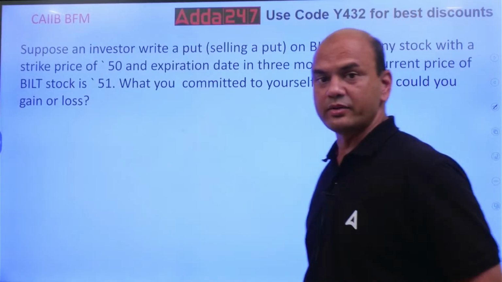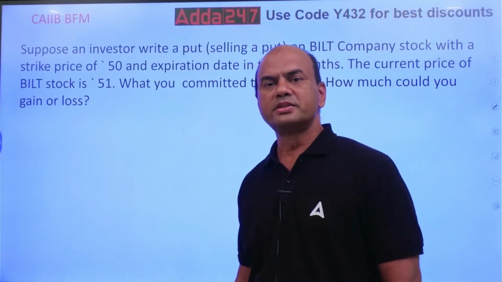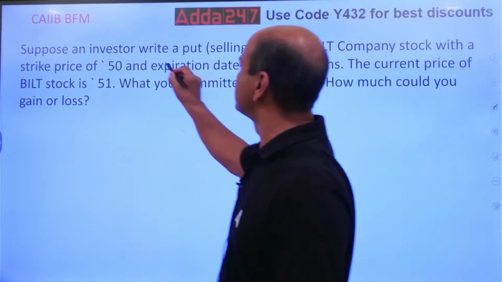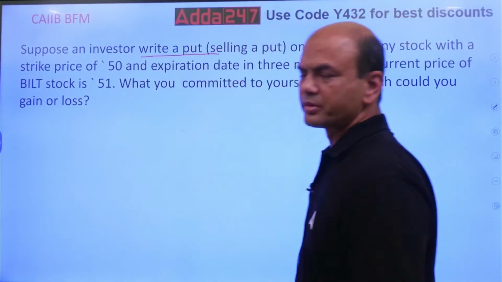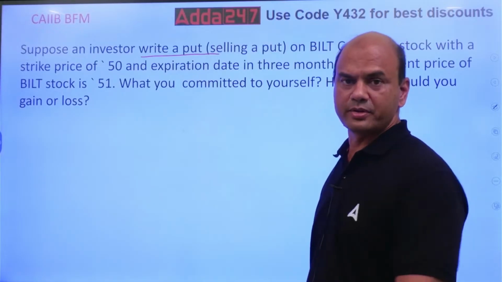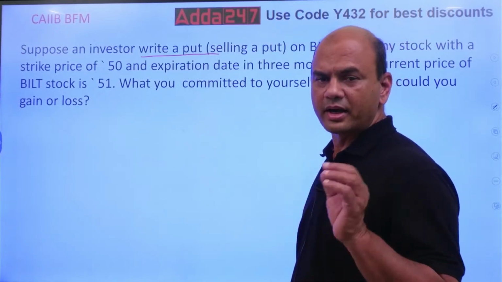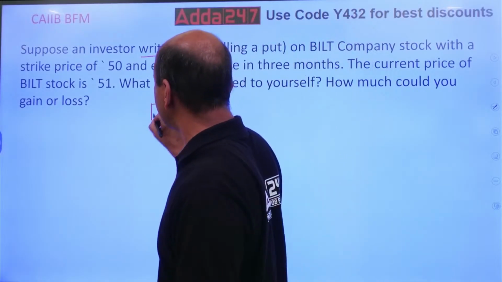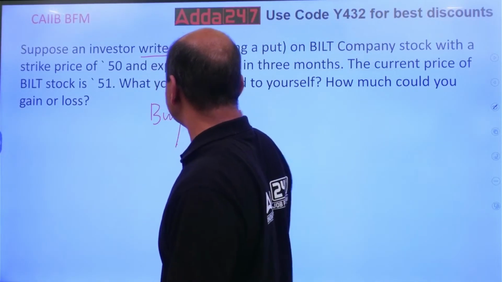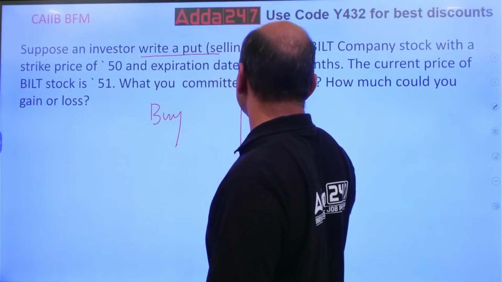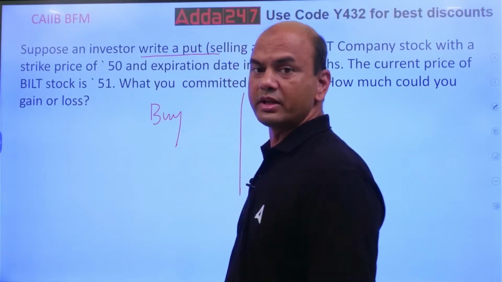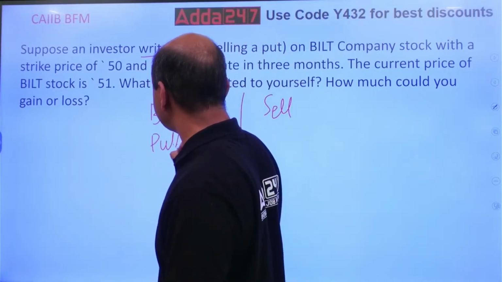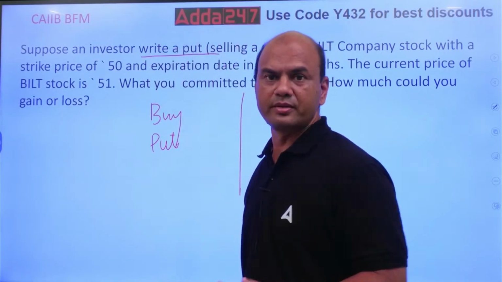Next one, second one. Suppose an investor writes a put. See this, writes a put. Now understand this word, writes the put. What is writing of the put? Kindly understand one point. There are two things: one is buying and second is selling. Whenever you are buying the put, what are you doing?